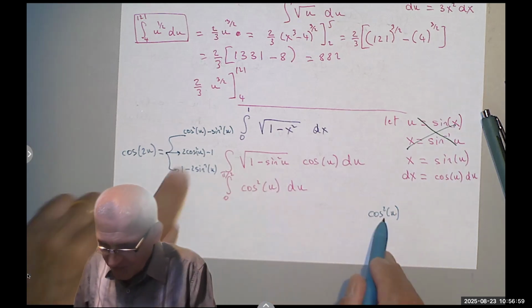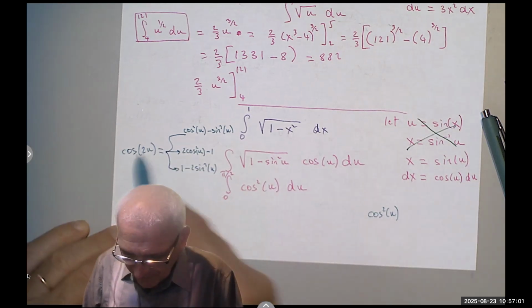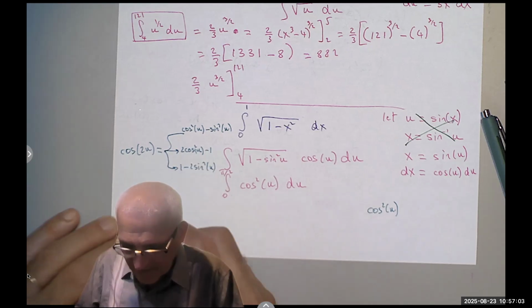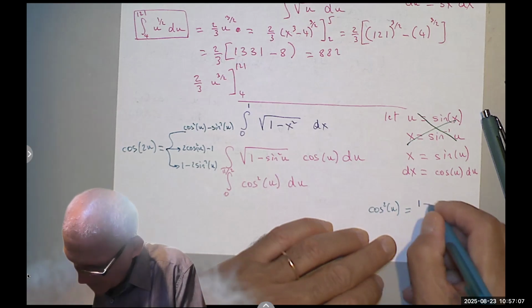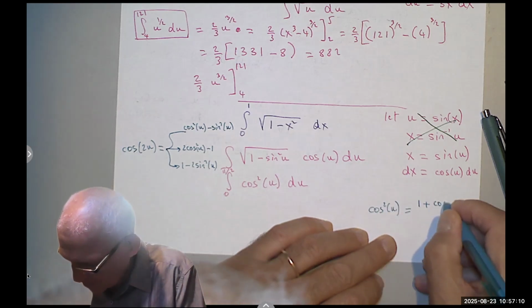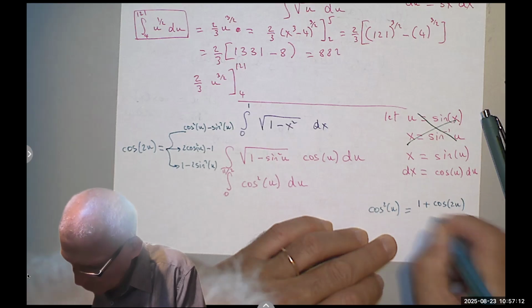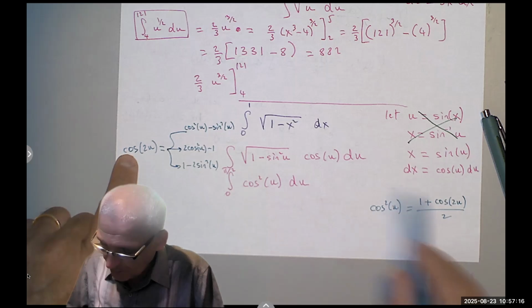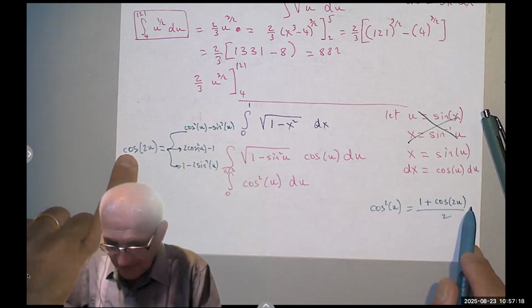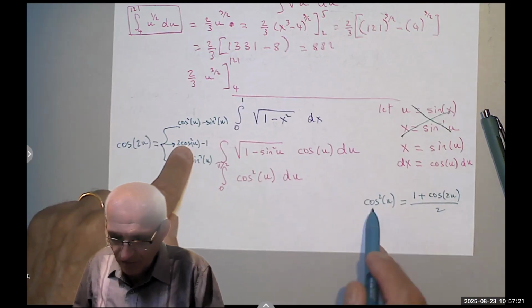Well, I already have cosine square u. So if I use that and add 1 to both sides and then divide by 2, the cosine square u becomes cosine 2u plus 1 over 2. Right? You add 1 to both sides, so you get 1 plus cosine 2u, and then you divide by 2 to get cosine square.